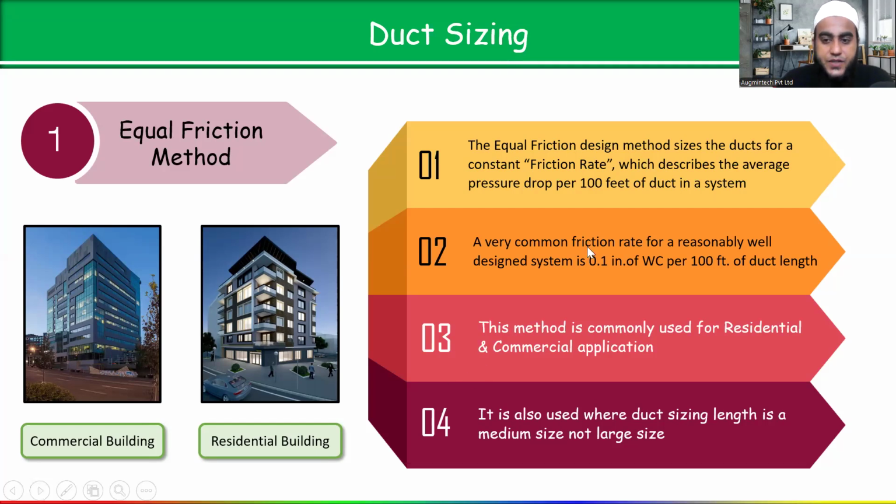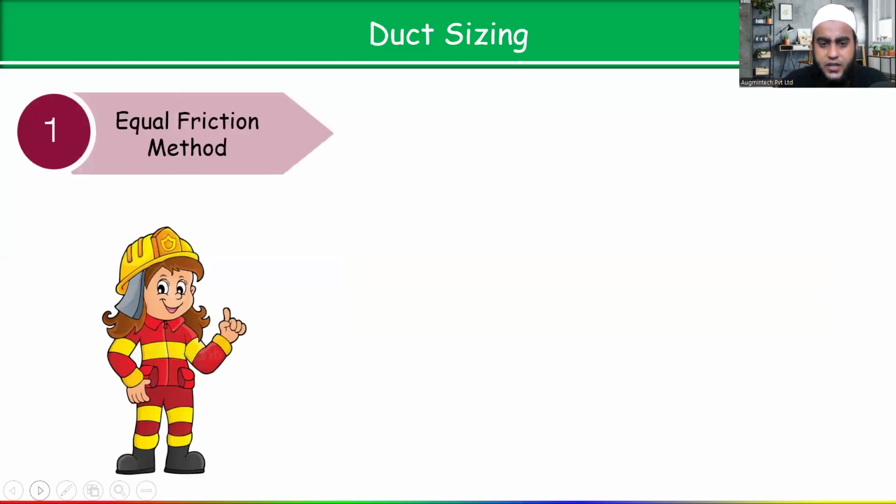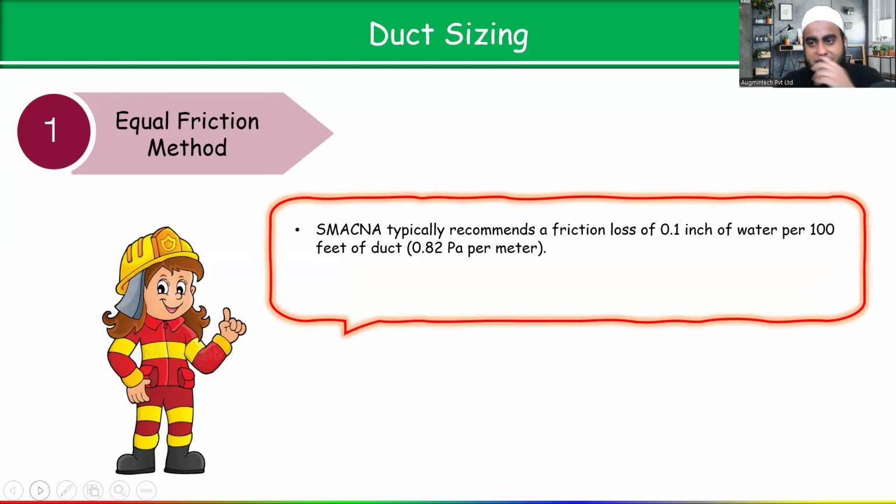Now the question is, sir, how much friction rate value do we have to consider? That I will explain. We have different values as per SMACNA. If you follow the SMACNA standard, SMACNA stands for Sheet Metal and Air Conditioning Contractors National Association. As per SMACNA, it typically recommends a friction loss value of 0.1 inch of water column per 100 feet of duct length, which is nearly 0.82 Pascal per meter. Clear? Tell me. Whatever is given here is the SMACNA typical recommendation.